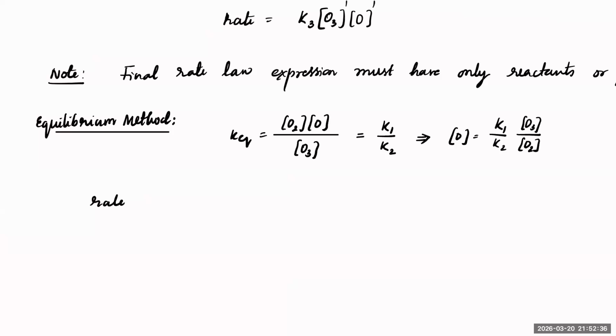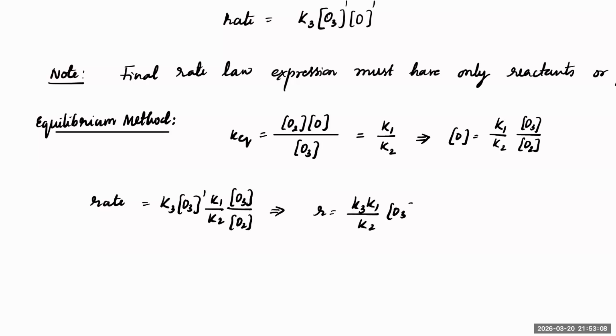So I can write rate is equal to K3 into O3 power 1 into O, which is K1 by K2 multiplied by O3 power 1 divided by O2. So which implies rate is equal to K3 K1 by K2 into O3 raised to power of 2 divided by O2.